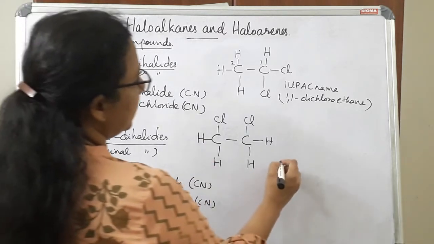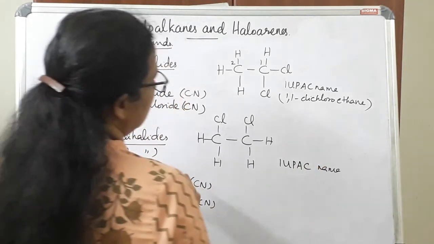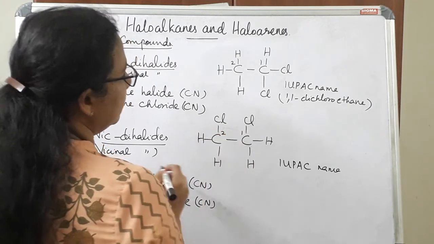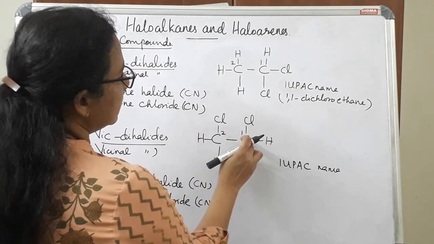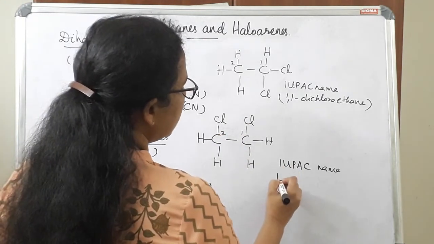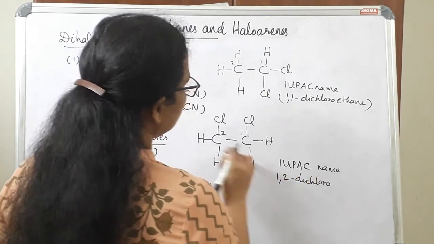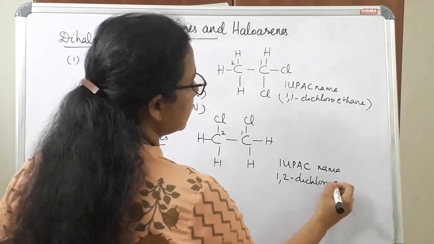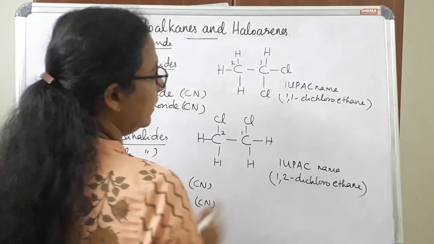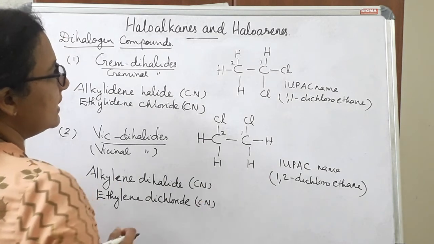So let us write the IUPAC name also. If this is the first carbon, this will be the second carbon. Chlorine is attached to the first carbon and also the second carbon. So we can write the name as 1,2-dichloro. Since there are two carbon atoms, the parent alkane is ethane. So the IUPAC name is 1,2-dichloroethane. This is an example of a vicinal dihalide.